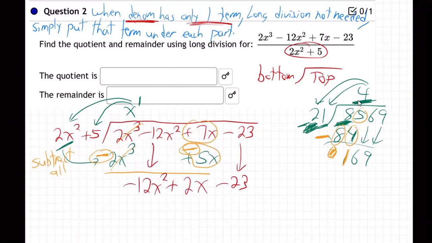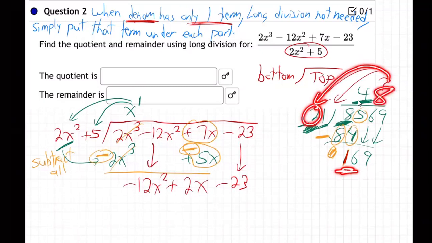Now, next step. What are we going to do? Well, think about numbers. What would you do with numbers? What would you write right here? Times the 21 if you had 169 down here. What would we do? Well, we would say, what times 2 can go into 16? We'd say 8, wouldn't we? What times 2 makes 16?